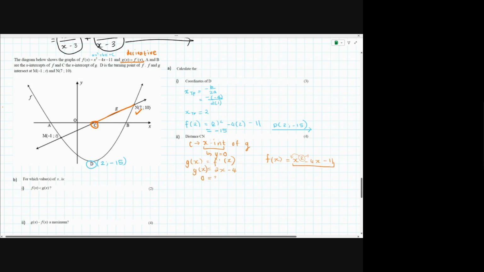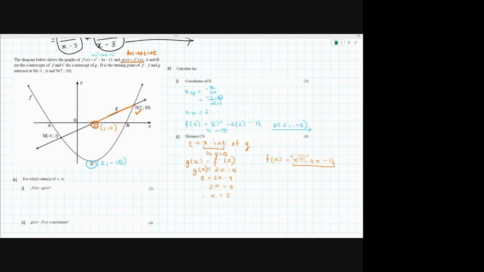So 0 equals 2x minus 4. 2x is equal to positive 4. So x is equal to 2. So now you know that c is at 2, 0. And then you can just chuck it into your distance formula and work out CN. Right, I see a question, so you guys can try that for me while I answer this. So, Nzalama, what's your question?